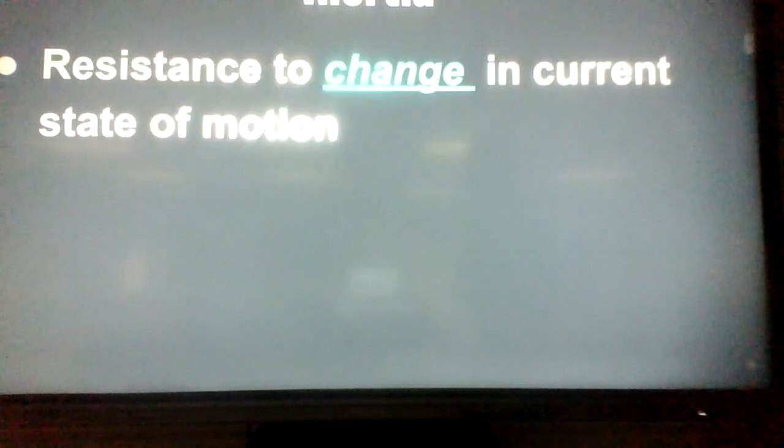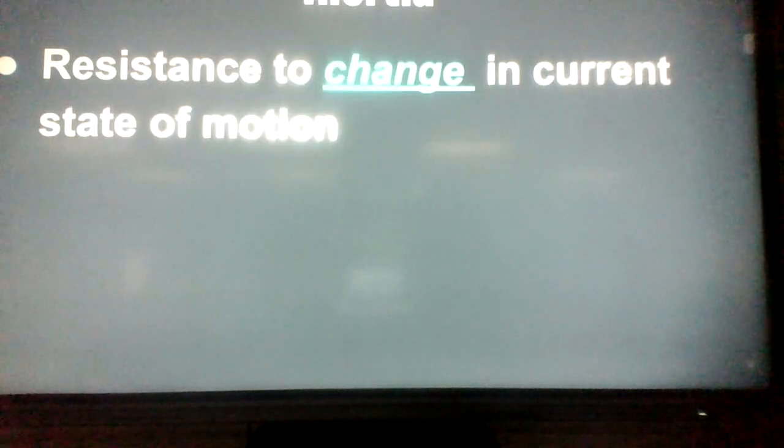Inertia, I mentioned this a little while ago. Inertia is a resistance to a change in a current state of motion. Here's something that's common sense, but now you see scientifically. Think of a soccer ball and a bowling ball, both being the same size. Obviously, we know they're much different weights.